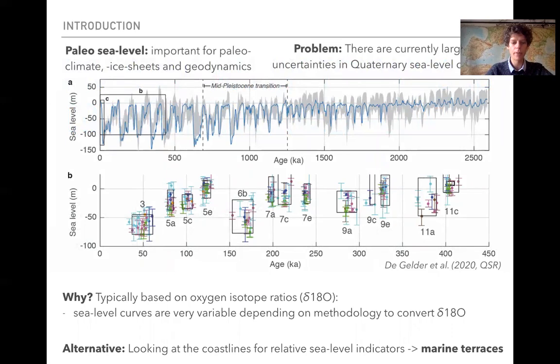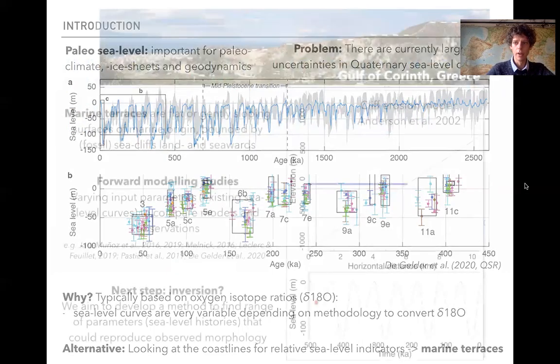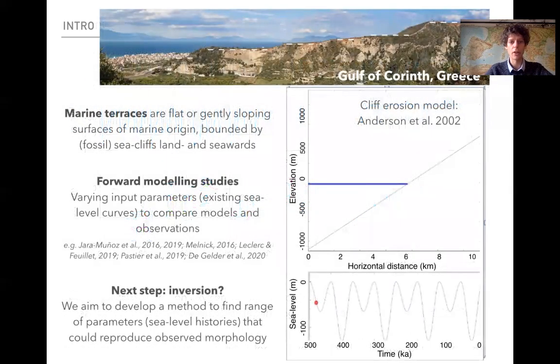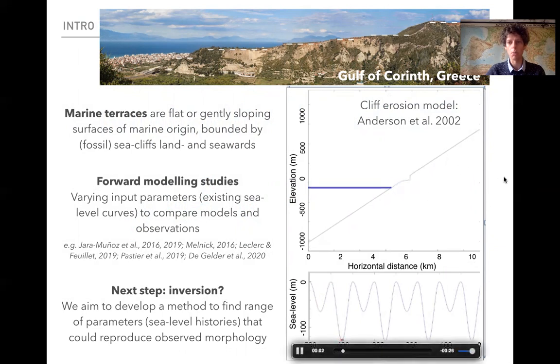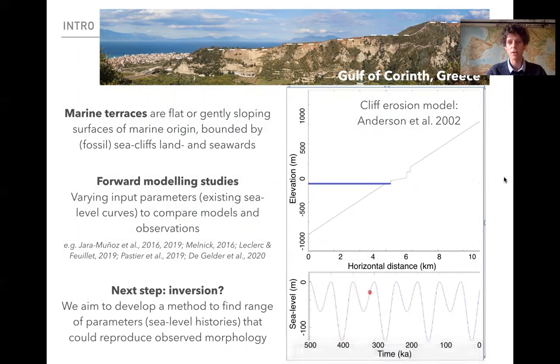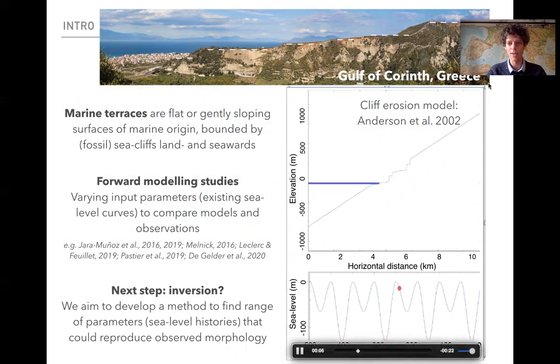So the alternative is to look directly at coastlines for geologic evidence of relative sea level indicators. And that's what I've been doing over the past years, specifically focusing on marine terraces. So marine terraces are flat, gently sloping surfaces of marine origin bounded by fossil sea cliffs, both landwards and seawards. Here you can see an example from the Gulf of Corinth in Greece with those flat areas. So this is a simple model, a cliff erosion model that gives an indication of how you would form such a sequence of these flat surfaces.